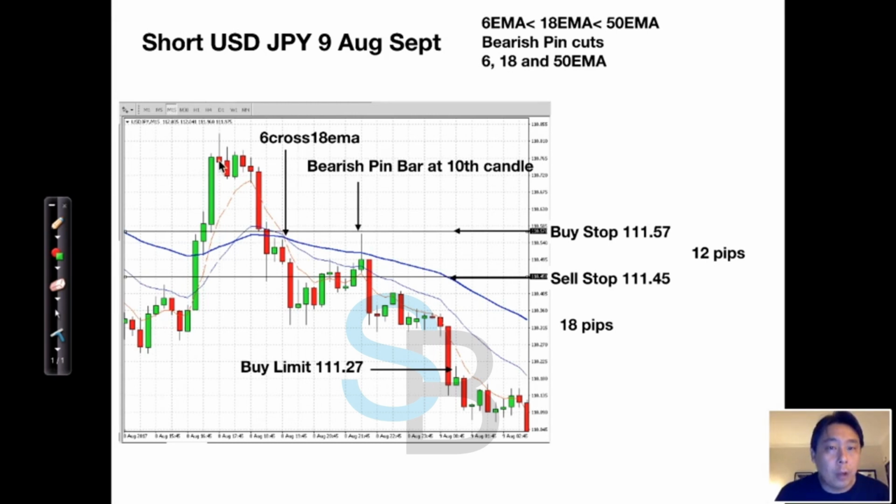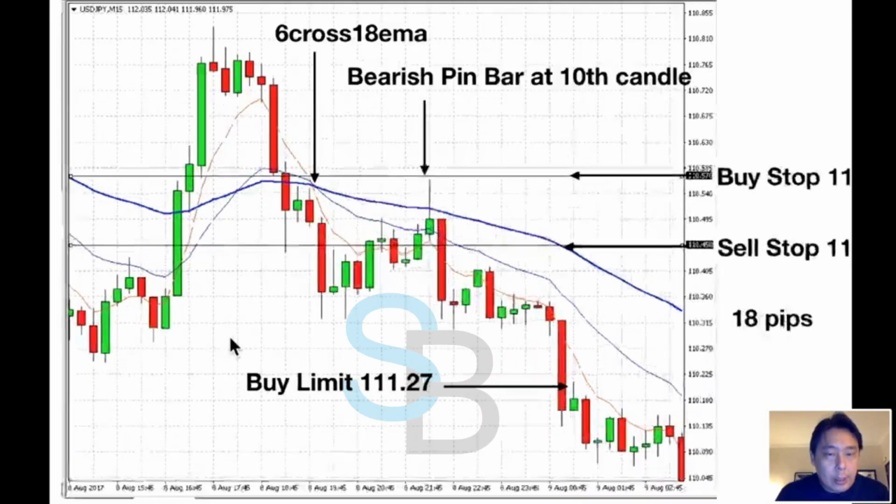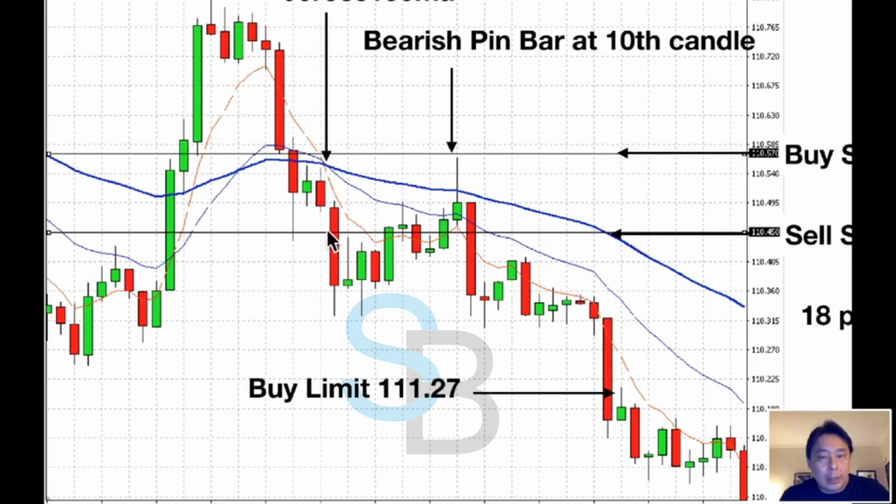Okay, short dollar yen, 9 of August. Again, we've got a 6 crossing below 18, candle 1, 2, 3, 4, 5, 6. I wouldn't take this one because it's too far from the 50, right? 7, 8, 9, 10. So exactly at the 10th candle, we've got that bearish pin over there. Okay, I know the body's a bit big. It's a bearish pin that had dinner last night, too much to eat. But I see a strong rejection, so that's fine.